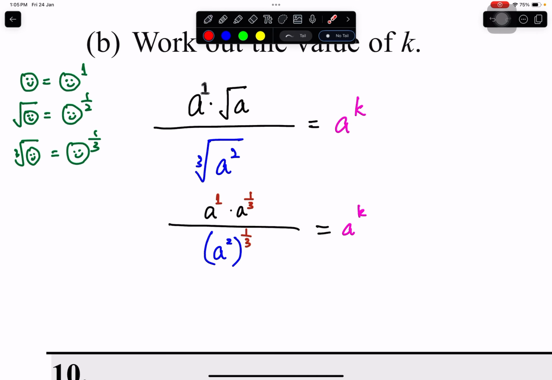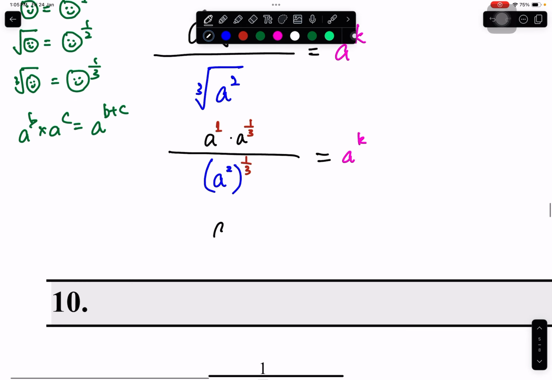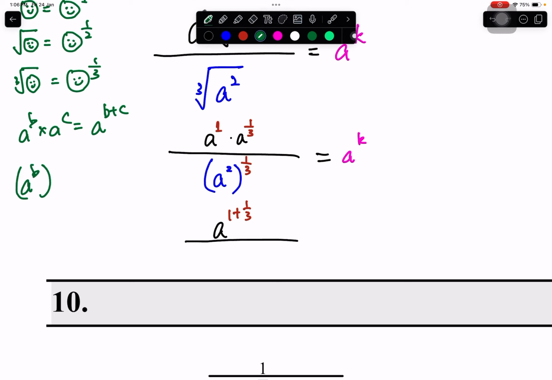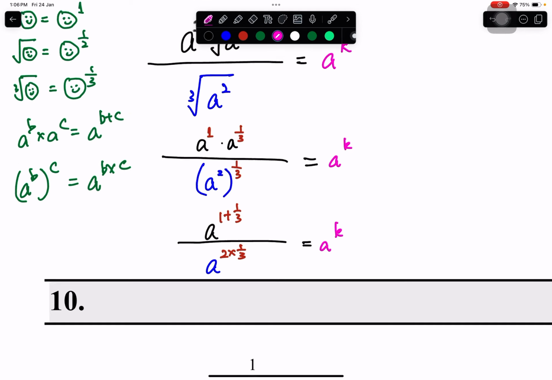Then we combine the top part first, because we have a of something times a of something, which is a to the power of b times a to the power of c is a to the power of b plus c. So we will have a to the power of 1 plus 1 over 3, divided by the bottom. We're going to have a power to a power, which is a to the power of b to the power of c, which is a to the power of b times c. So we will have a to the power of 2 times 1 over 3. Then the pink part still remains as a to the power of k.